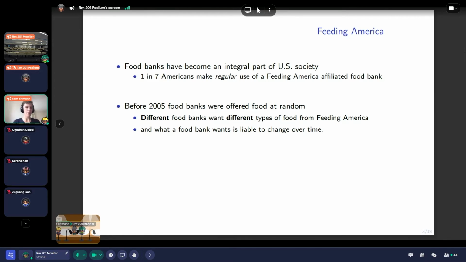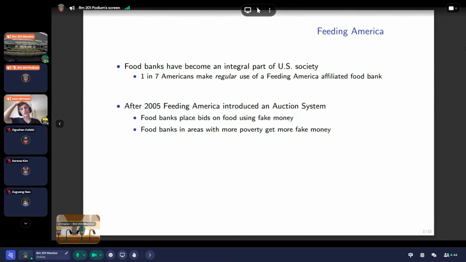So in 2005, working with a team of economists at the University of Chicago, and in order to give food banks a degree of choice over the food that they received, Feeding America introduced an auction system. So in this system, food banks place bids using fake money in a series of first price auctions. I'm going to talk in more detail about the system later on. But the key point is that this system was very popular, at least relative to the previous system.